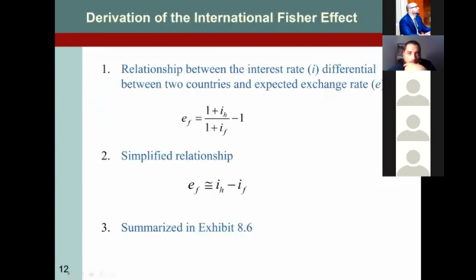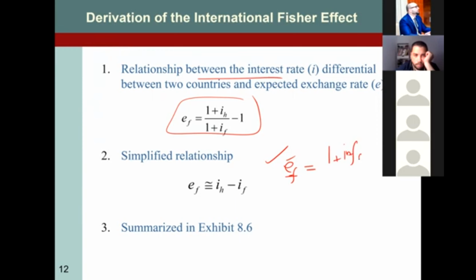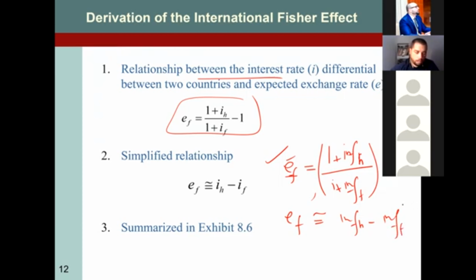so the derivation, then we talk about the international Fisher effect. If we merge the interest rate and the exchange rate as well, we can find out that was purchasing power parity. For the international Fisher effect, it says that the foreign exchange rate, not the home, is equal to 1 plus inflation in home divided by 1 plus inflation in foreign, or the foreign exchange rate is approximately equal to inflation in home minus inflation in foreign.